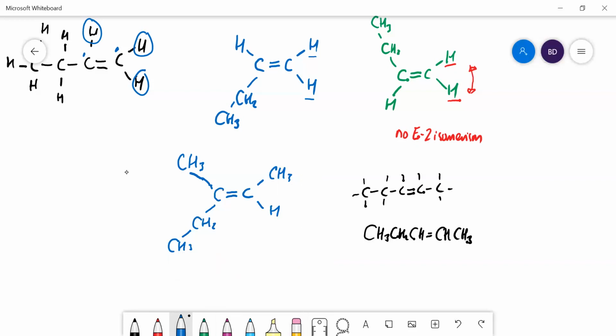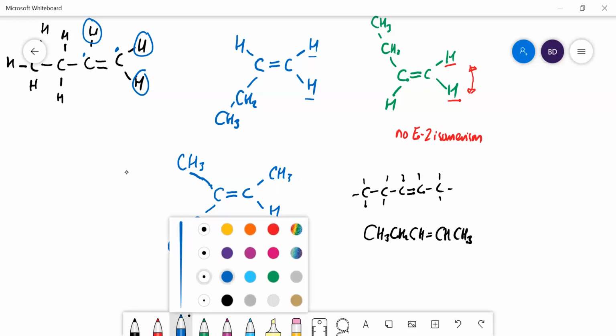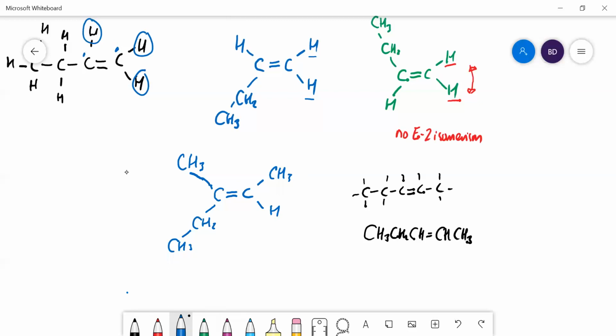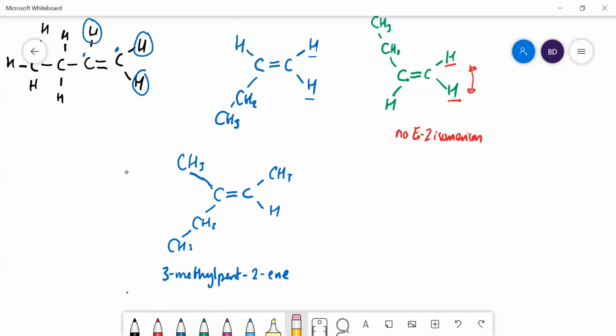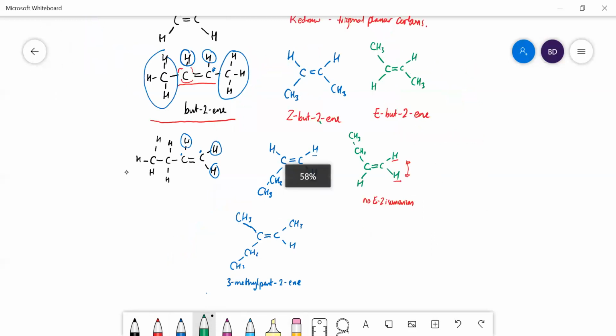Right, so what is that? It's 5 carbons long, isn't it? So it's pent-2-ene, but it's got a methyl, so it's 3-methylpent-2-ene. That's what we've got there. 3-methylpent-2-ene. Okay, let's rub that out. So there, hopefully you can see that that does exist as 2 geometric isomers. I'll draw the other version of it in green.